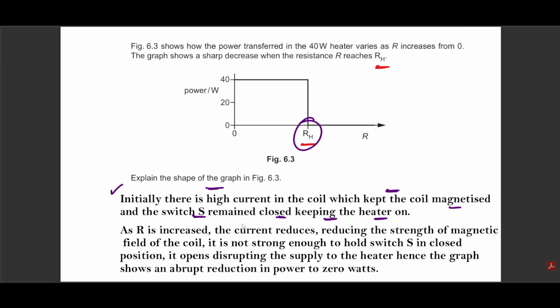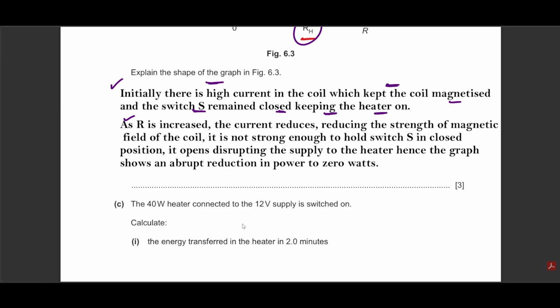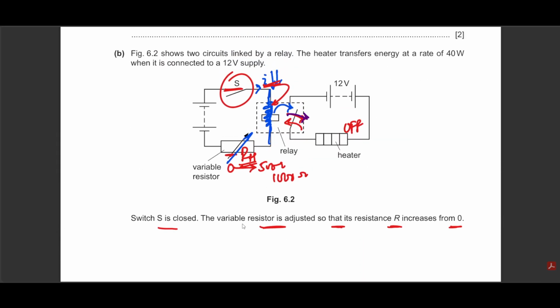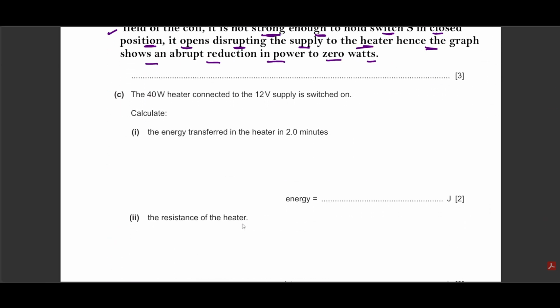At this point, as R is increased, the current decreases, reducing the strength of the magnetic field of the coil. It is not strong enough to hold the switch S in a closed position at this moment. It opens, disrupting the supply to the heater. Hence, the graph shows an abrupt reduction of power to 0 watts because now the switch has opened. This has stopped working. If the circuit was drawing, let's say, 40 watts of power, it's not drawing any power at this moment, so it goes down to 0 watts.